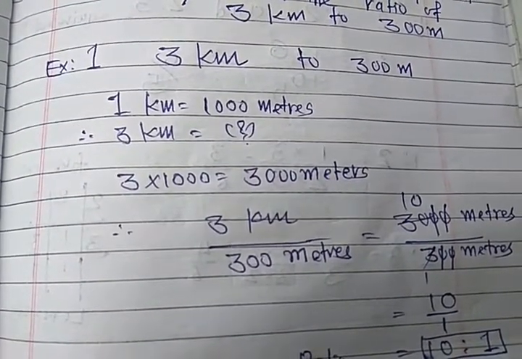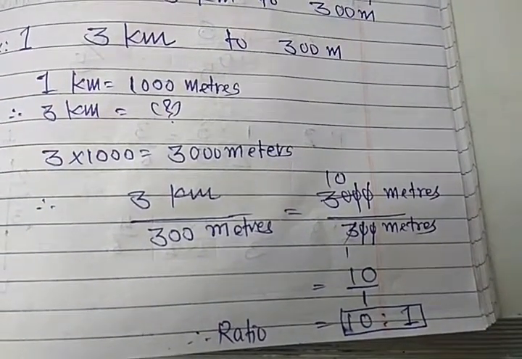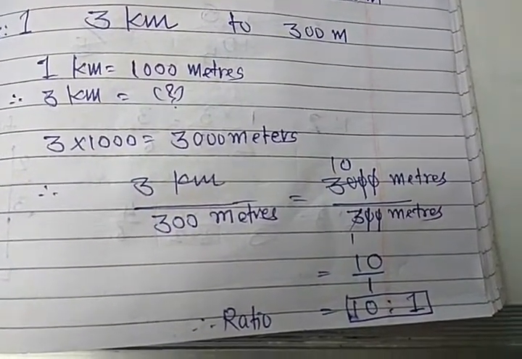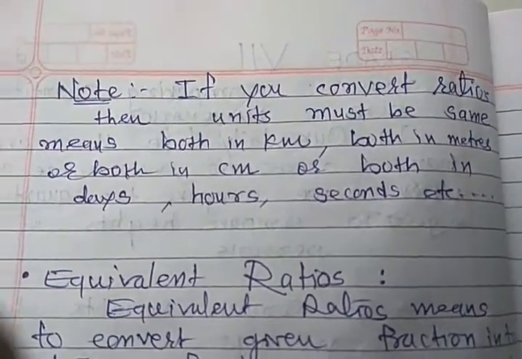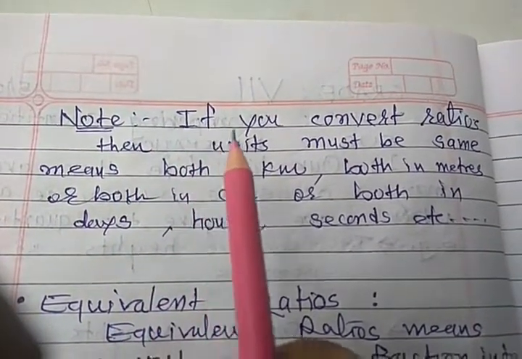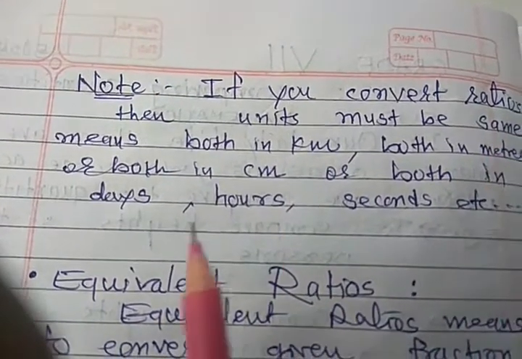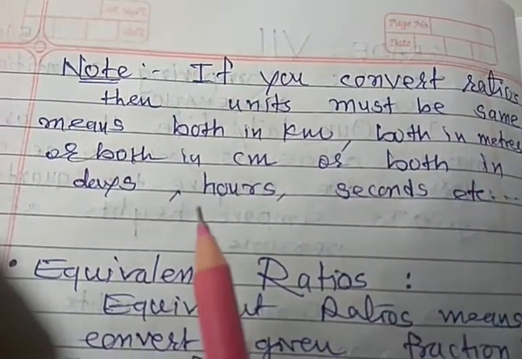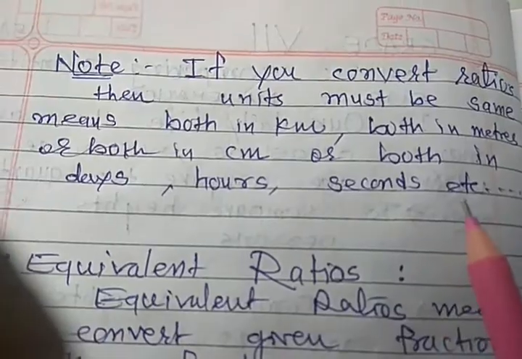So 3 kilometer upon 300 meters, convert this kilometer into meters. So 3000 upon 300 meters, meters gone, 3 tens are 30. So our ratio is 10:1. Here note, students, it is to be noted please: if you convert ratios then the unit must be the same. Means both in kilometer or both in meters or both in centimeters or both in days, hours, seconds, etc.